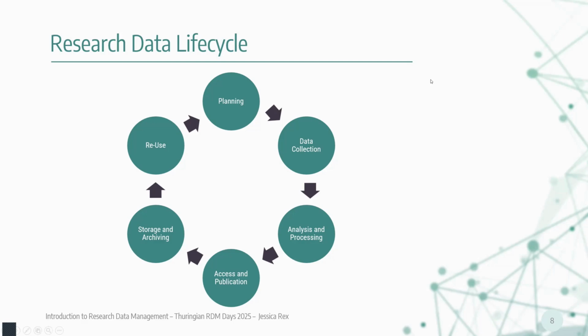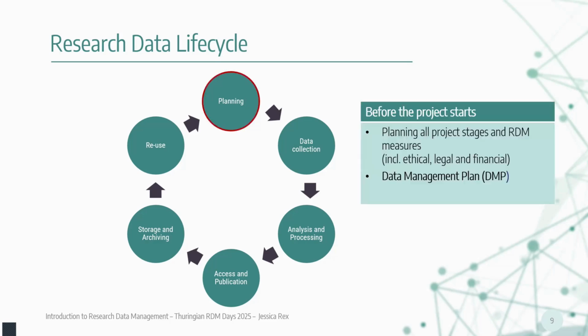Now, throughout that whole research data lifecycle that your data will go through, different methods and RDM measures will apply. So in the planning stage, for example, before your project even starts or at the very start of your project, you will have to plan all your project stages and all your RDM measures that you're going to be taking, specifically all the ethical, legal, and financial things that you need to plan out. And you might be writing a data management plan at this point.